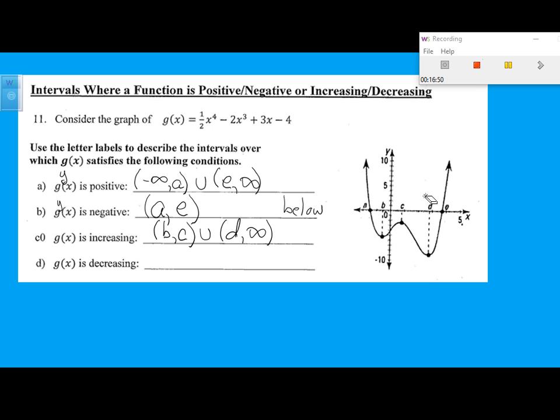If you've got increasing figured out, you already got decreasing figured out. Where is my graph going downhill? Well, from negative infinity to this point right there, so from negative infinity to point B. And then I'm going downhill again from here to there, so C to D. Always in terms of the x values. Here in a little bit, if we put ordered pairs with them, you still just want the x values.